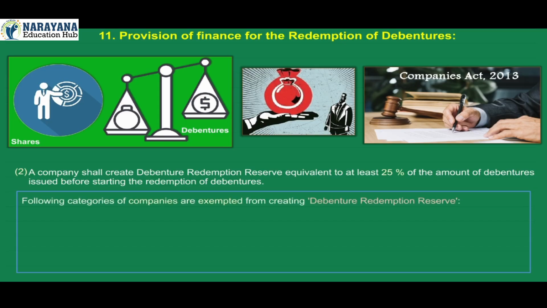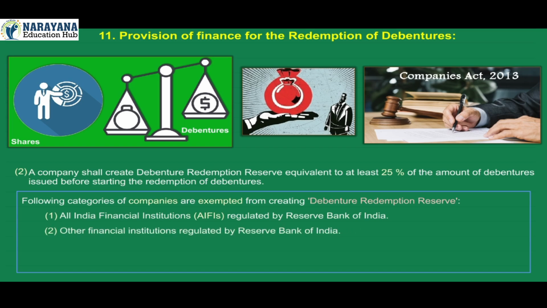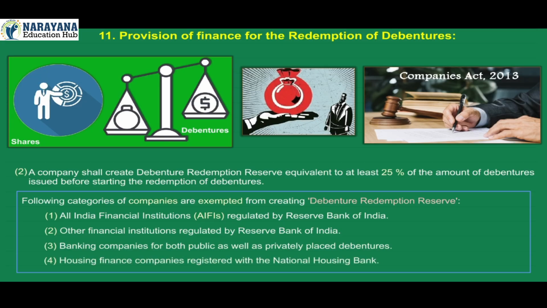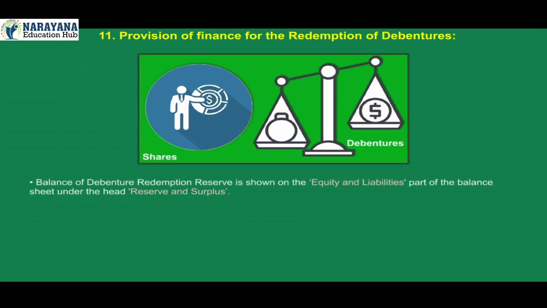The following categories of companies are exempted from creating debenture redemption reserve. 1. All India financial institutions, that is, AIFIs, regulated by Reserve Bank of India. 2. Other financial institutions regulated by Reserve Bank of India. 3. Banking companies for both public as well as privately placed debentures. 4. Housing finance companies registered with the National Housing Bank.